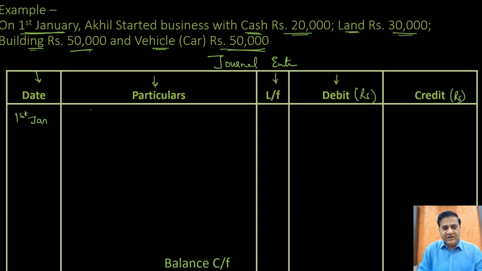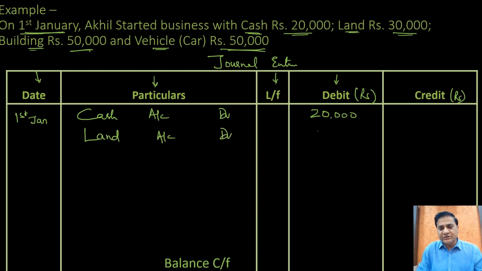I would say cash account debited. In the debit column, I would write the amount which is 20,000. The next account is the land account. So I would say land account debited, to the tune of 30,000. The next account is the building account. So I would say building account debited.